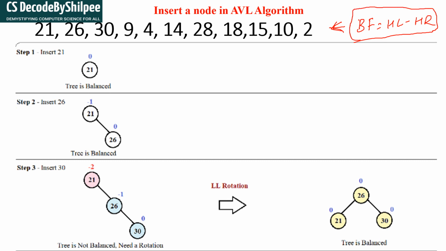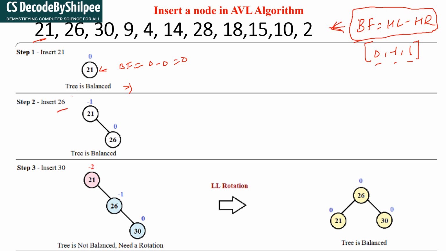Now I'm going to insert 21. First I insert 21, then I calculate the balance factor. The balance factor of 21 is, there is no left child and no right child, so it will be 0 minus 0, which is 0. So this is balanced. One more thing to remember: each node's balance factor should be in the range of minus 1, 0 and 1, then we can say it's balanced. If it is not in that range, it's not balanced, and then we perform the rotation.